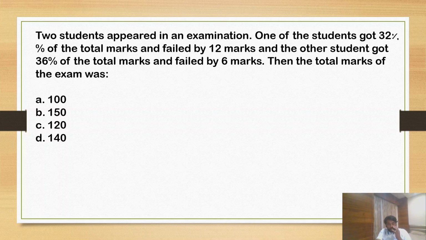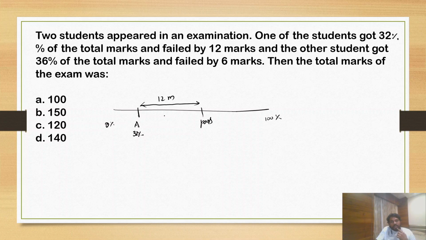If you look here, both the persons failed in the examination. Let us assume this is a number line, with this as the pass mark, and 0% to 100% as the number line. Let's say the first person A got 32% and failed by 12 marks. That means the distance between his marks and the pass mark would be 12 marks.